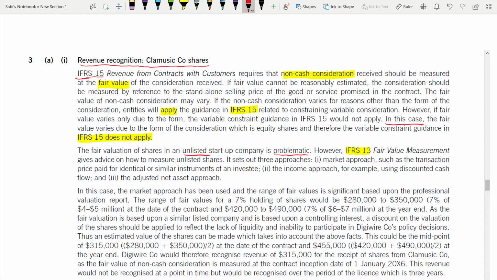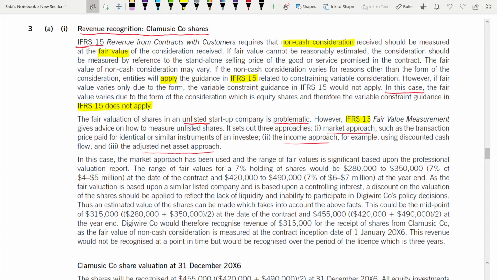It sets out three approaches. What are the three approaches? You have to know the three approaches in IFRS 13. One is market approach, the second one is income approach, the third one is adjusted net asset approach. So if it's market approach, transaction price paid for the identical or similar instrument of an investee. Look at the similar price for the similar identical. If it is income, discounted cash flow, or adjusted net asset approach. Now, third para, you are calculating.